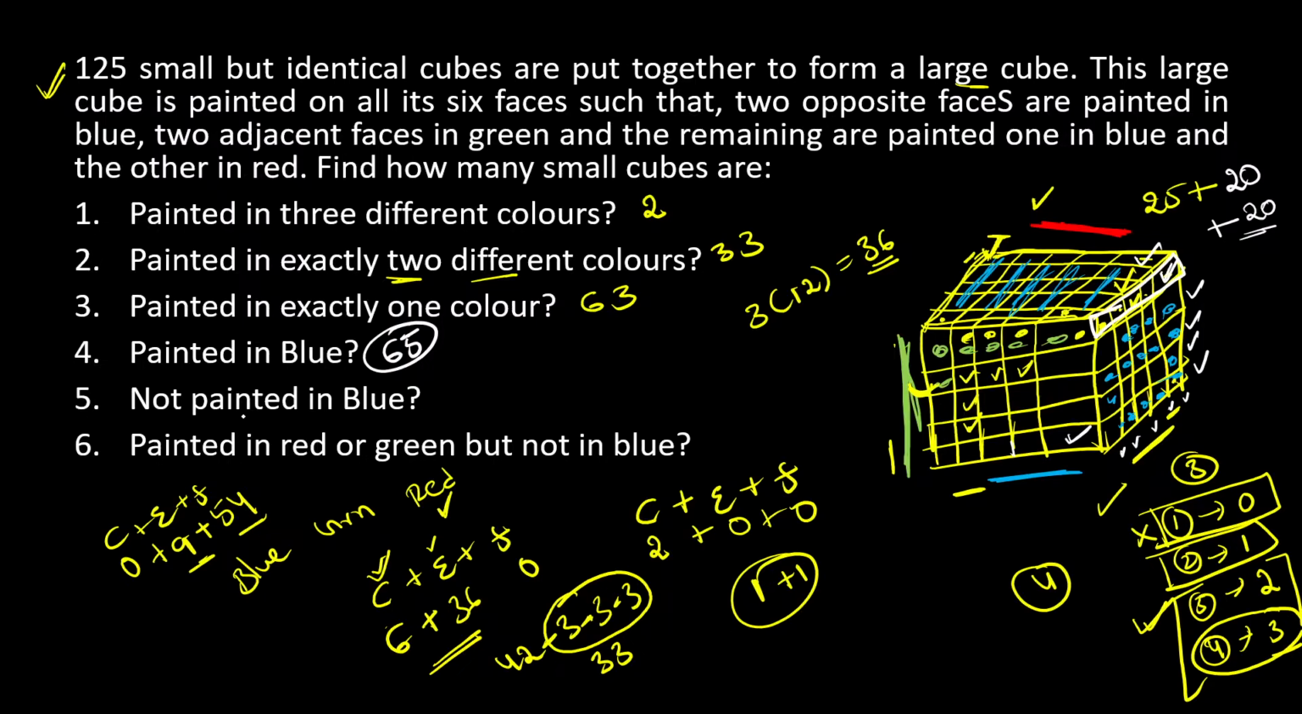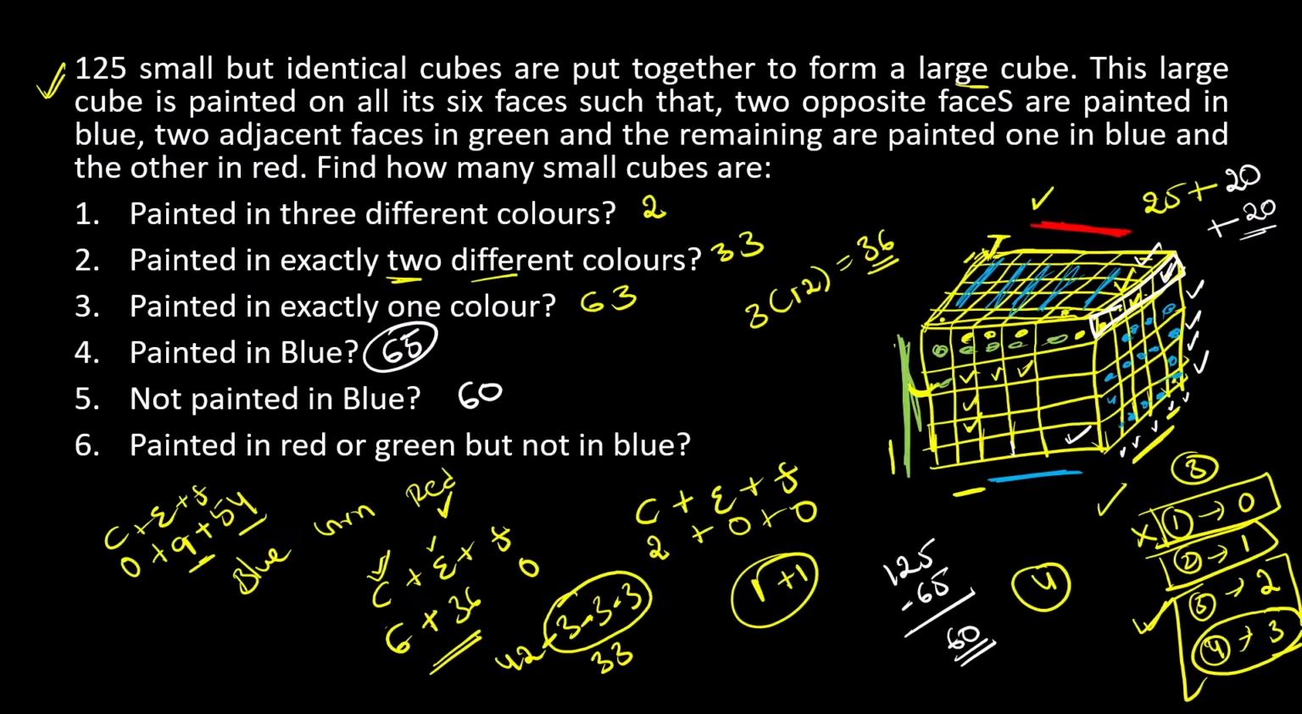And then not painted in blue. I am sure out of 125, 65 are painted in blue. So the remaining cubes are not painted in blue. So my answer is going to be 60 for the fifth one.